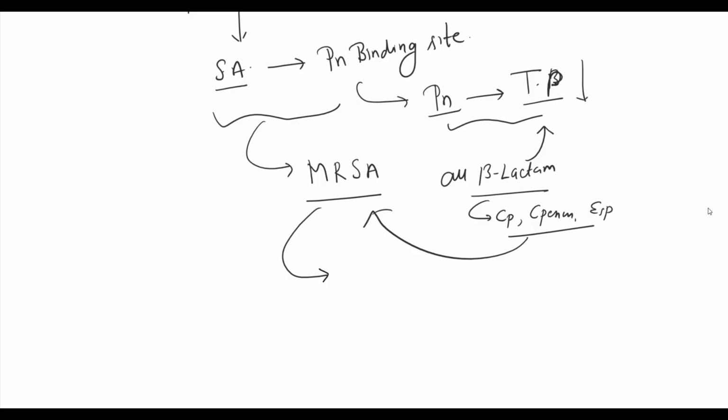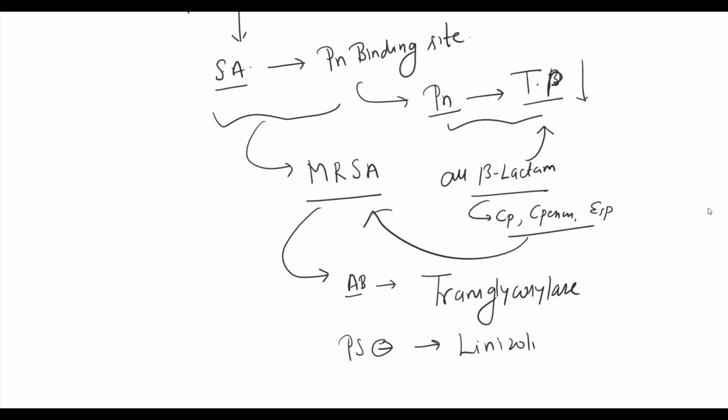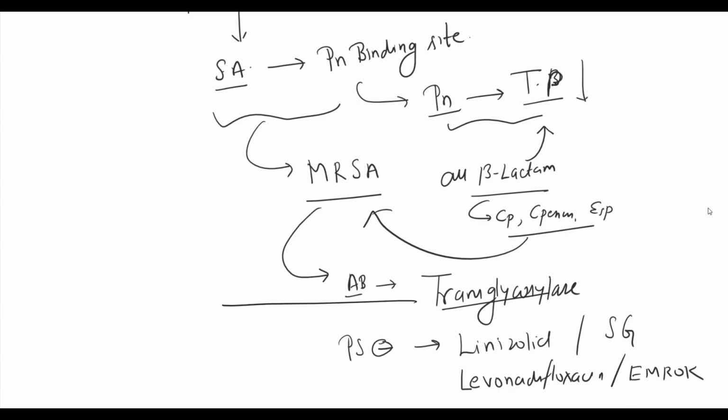In MRSA, there is a need to give an antibiotic which acts on a site different from transpeptidase. For example, transglycosylase, protein synthesis inhibitors like linezolid and streptogramins, and the latest antibiotic, popularly known as Amroc. Transglycosylase is inhibited by vancomycin. Use of vancomycin is common in treatment of MRSA.